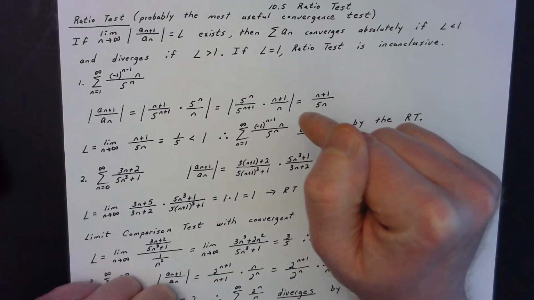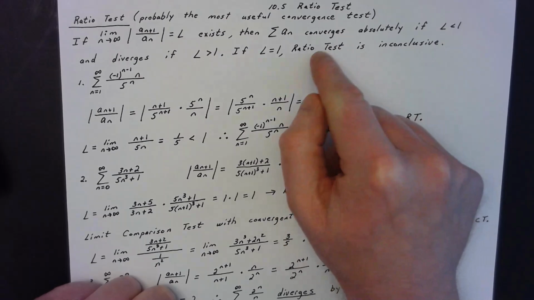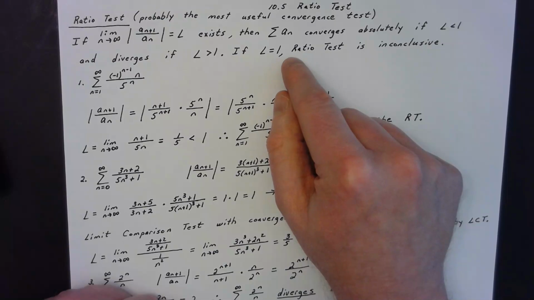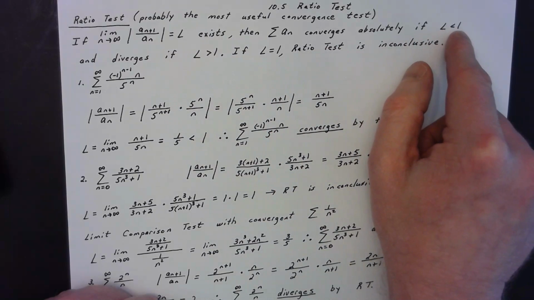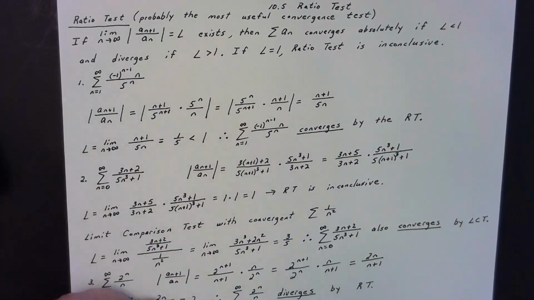But I would say most of the time it's going to diverge when L is 1, but we'll see that in some problems. But overall, the ratio test is only going to give an answer if L is less than 1, converges; L is greater than 1, diverges. Let's see that in action.